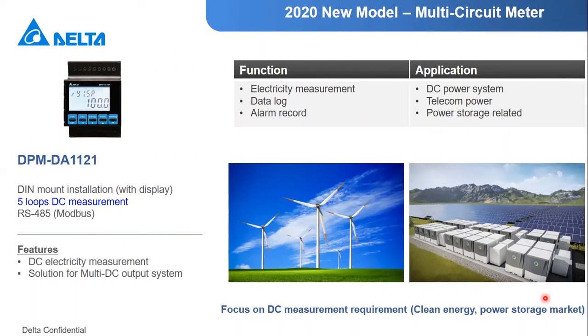DC type means the measurement is not AC, it measures DC. So what kind of application requires this? I think it should be like wind electricity or solar electricity, because all the power needs to go from DC to AC and then back to the grid, or DC to some battery or some charger. So it might be very suitable for this kind of requirement.